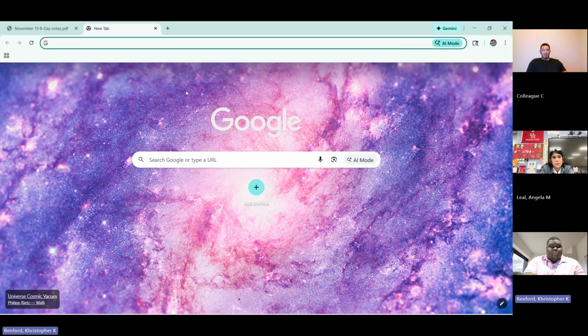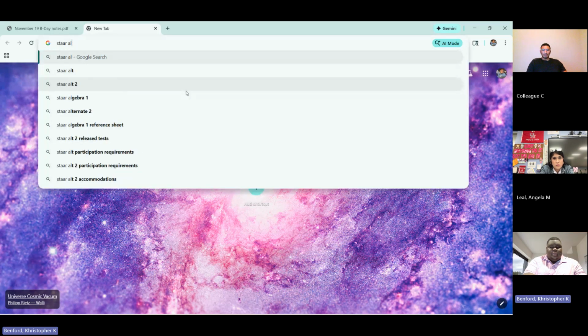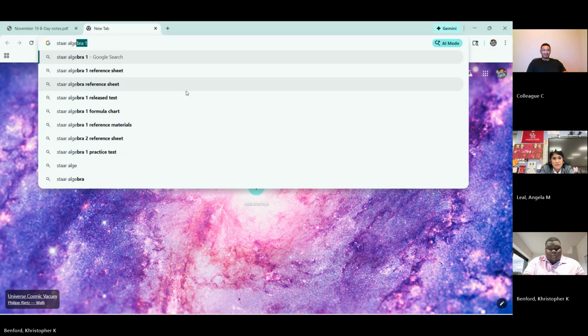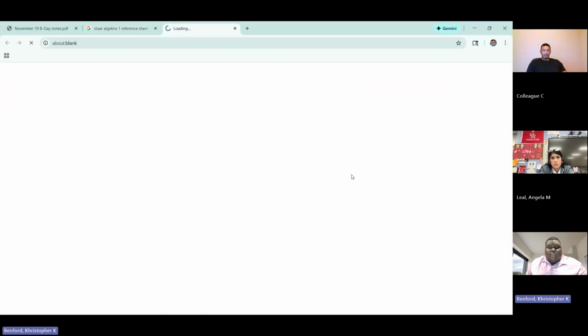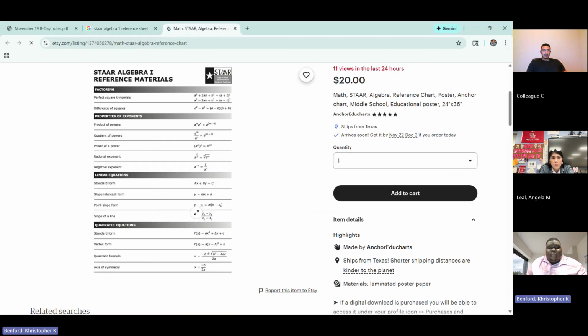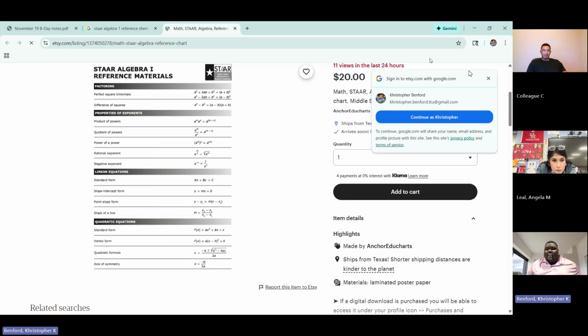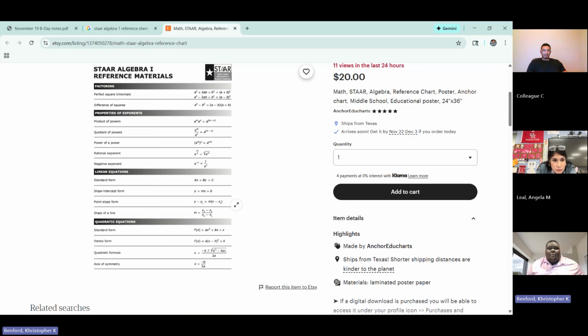So let me see. STAAR Algebra 1 reference sheet. So this is the standardized reference sheet that they all get. But this is the standardized reference sheet that they will all have access to. So the big focus for this part of Crescendo is linear equations, which is this part of our reference sheet. And then next TEKS will be talking about the properties of exponents.